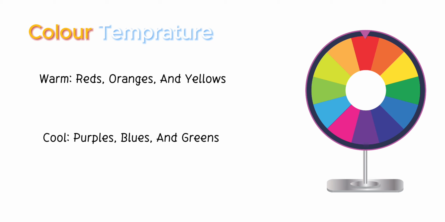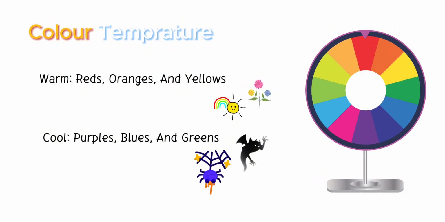When artists talk about color temperatures, they refer to warm colors: reds, oranges, and yellows, or cool colors: purples, blues, and greens. Opposite temperatures create visual contrast and different psychological effects. Generally, warm colors appear bright, cheerful, and happy, while cool colors seem dark, mysterious, and gloomy, although this isn't always the case and depends on how the colors are presented.